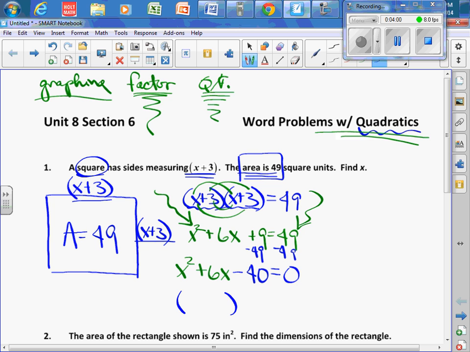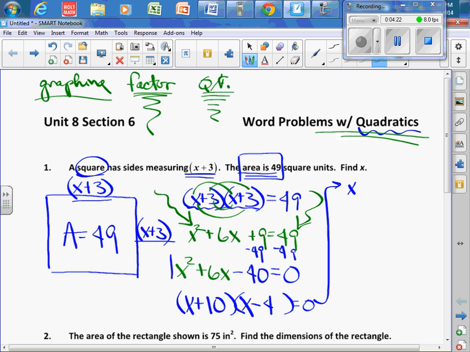Since it's starting with an x squared and not a number times x squared, since a is equal to 1 here, this looks like it might be easily factored. I'm going to have an x here and an x here. I have to have a plus and a minus. It looks like 10 and 4, right? Positive 10 and negative 4.